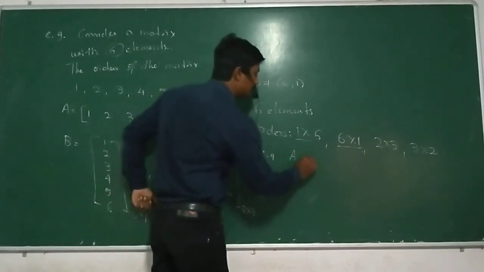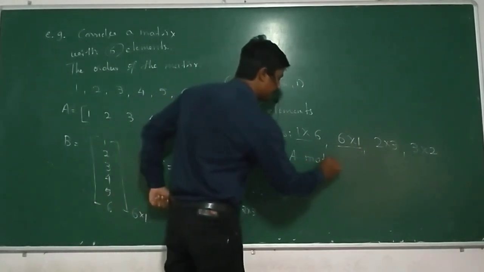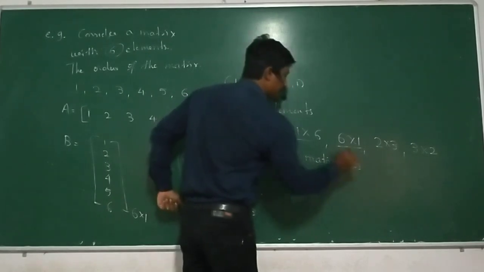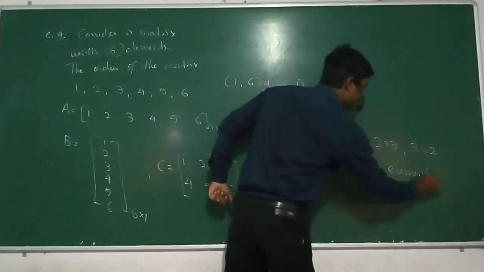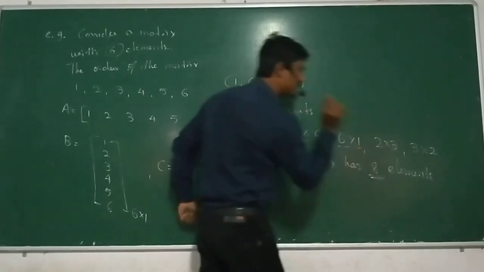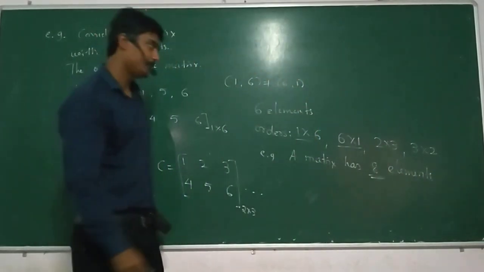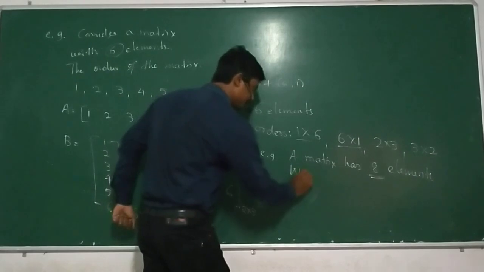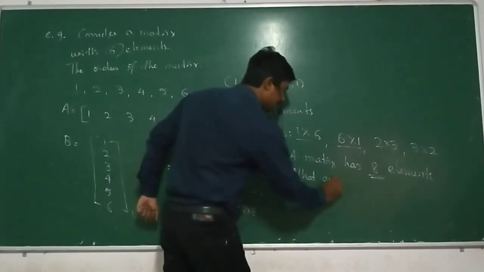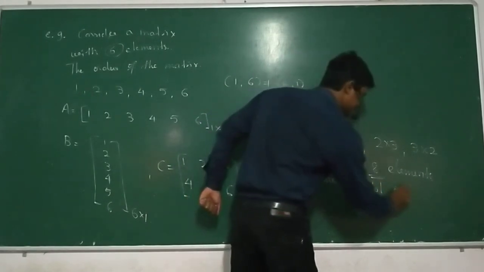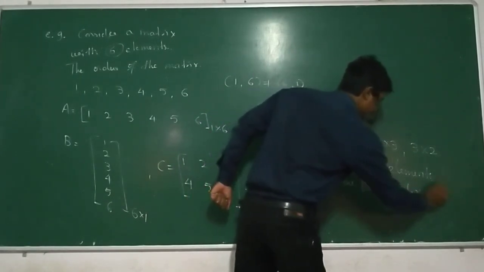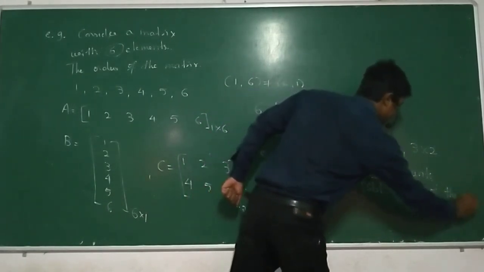Assume a matrix has 8 elements. So what are we given? We are given how many elements are present in the matrix. So the question will be, what are the possible orders of the matrix?